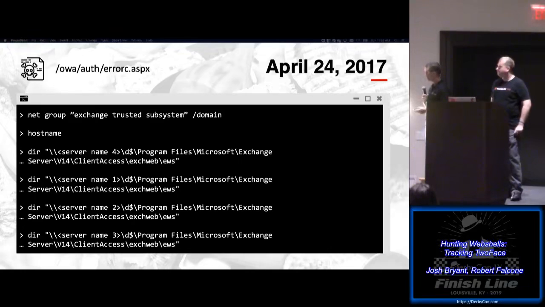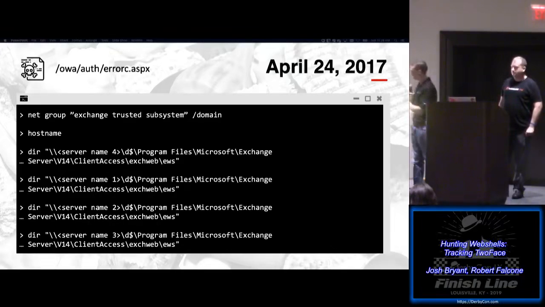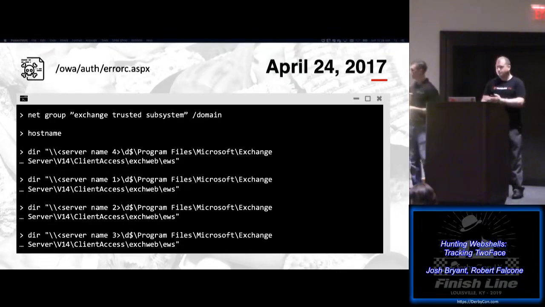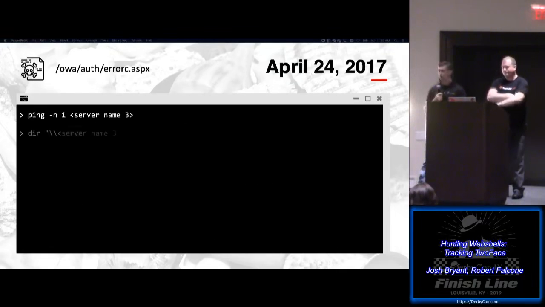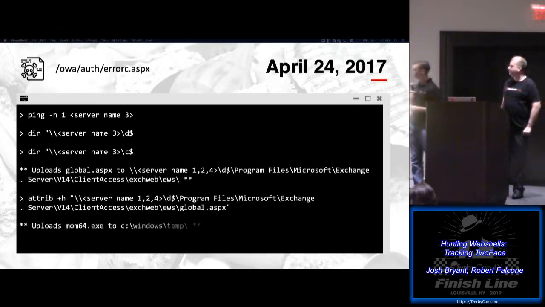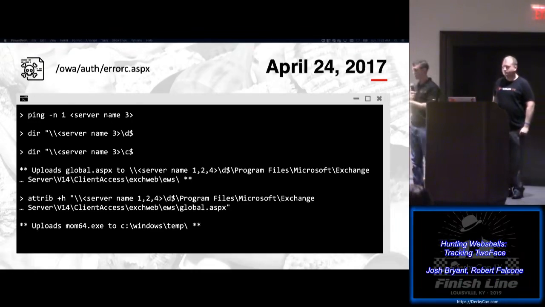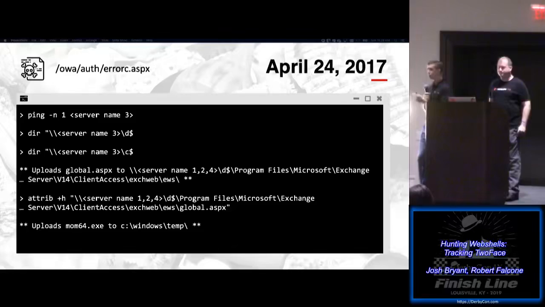So what are they trying to do here? They're trying to list the contents of that folder that they copied the Exchange web shell to, and they do that on all 4 of those servers. And then immediately after, they try pinging one of the servers because they lost access to, in this case, server number 3. And what did they do to fix that? Well, they uploaded yet another web shell to all of the Exchange servers on the network. And this wasn't even TwoFace. This was completely different.